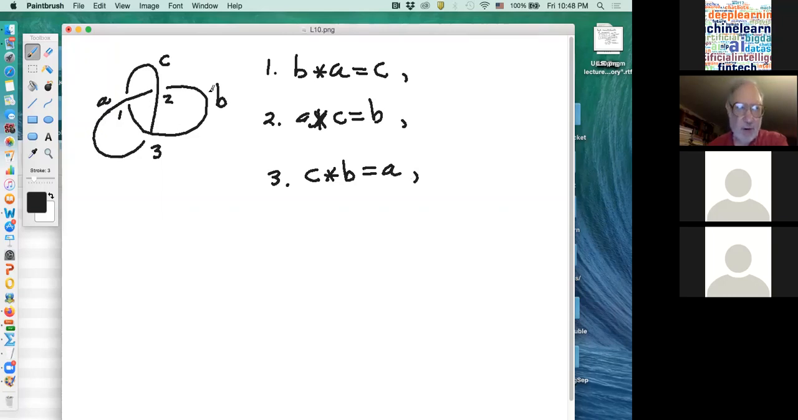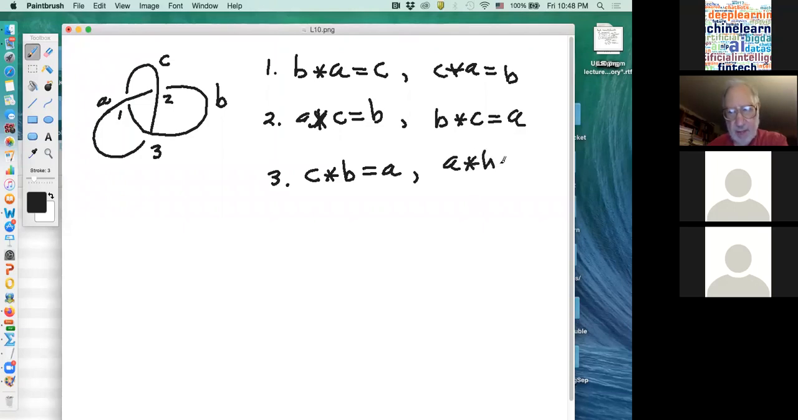For example, I can walk backwards. And if I walked backwards, then instead of seeing B times A equals C, I would see C times A equals B. I'm walking backwards. C times A equals B. And then I would see B times C equals A at two. And then at 3, I would see A times B equals C.